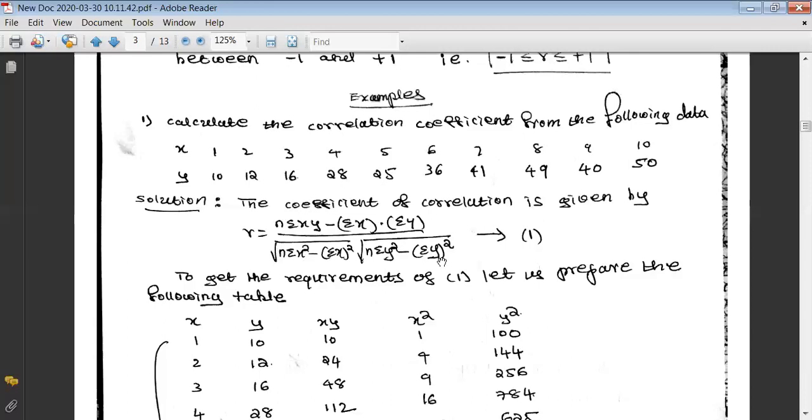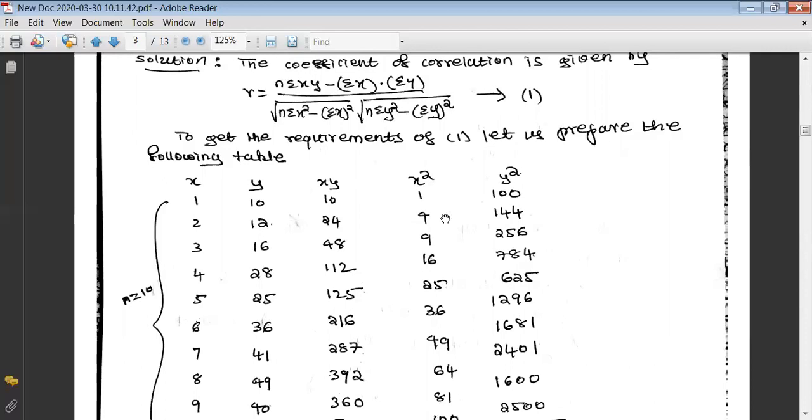Now, once you look at this particular formula for r, we need some values to calculate it using the given data. Here we need the values of n, summation xy, summation x, summation y, summation x square, summation y square. That's why, for the given data, let us go for the calculation of these. They are given x and y. Then you compute the product of x and y. Then you take the square of x. Then you take the square of y values.